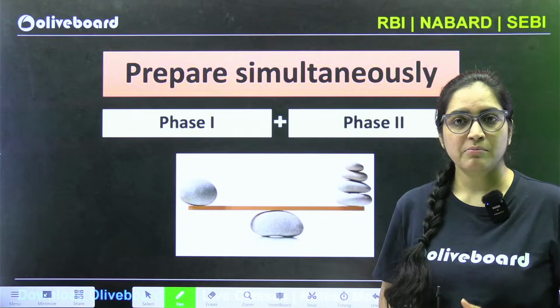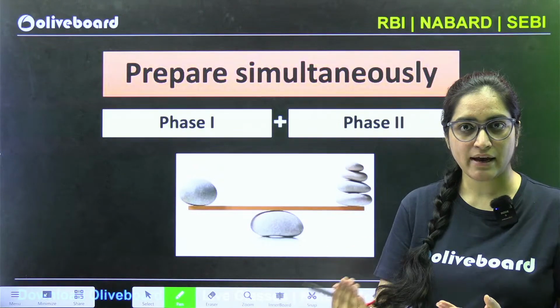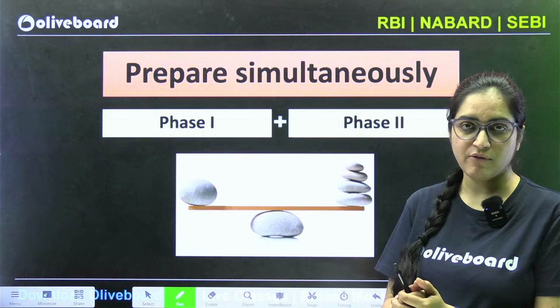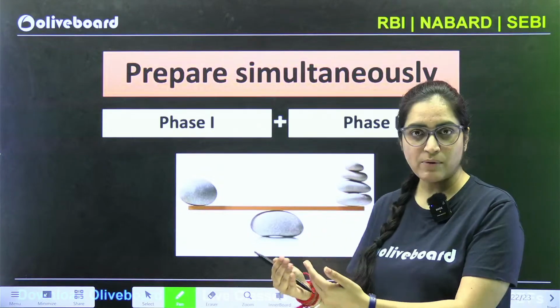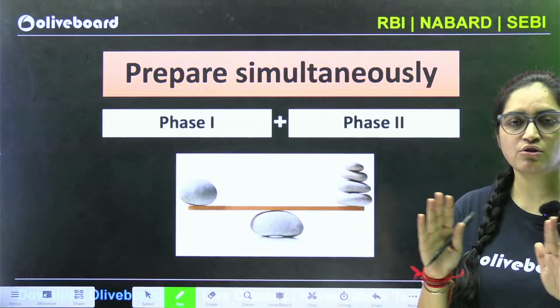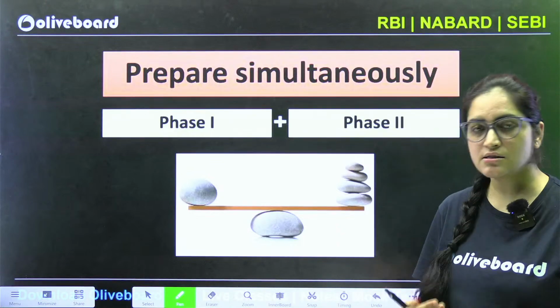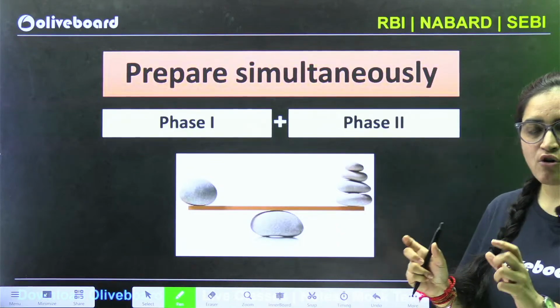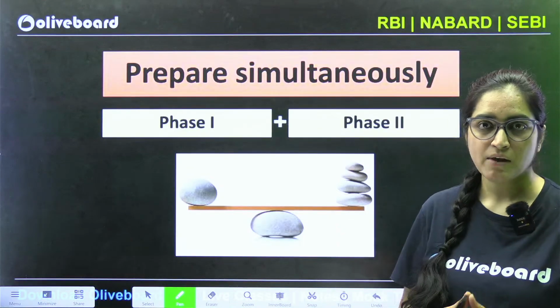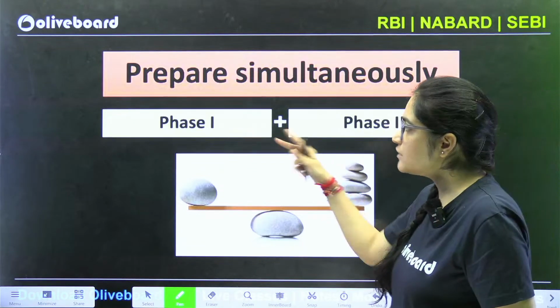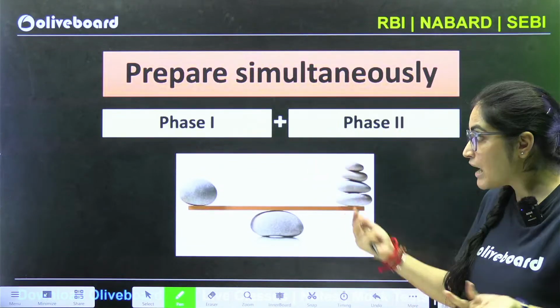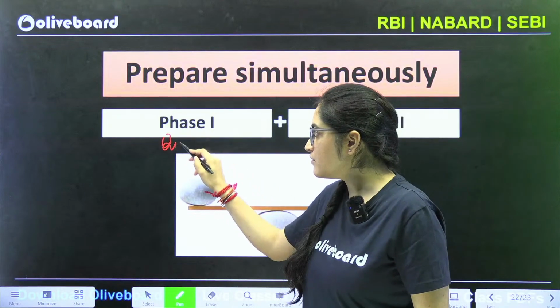Now the question will be, ma'am, phase 1 comes first, phase 1 will be before phase 2, so first I will prepare for phase 1 and then for phase 2. No, this should not ideally be your approach, and this is the same approach we are using in your course as well. Prepare for phase 1 and phase 2 simultaneously. Give weightage to both of them. Why? After all, yes, phase 1 is qualifying.